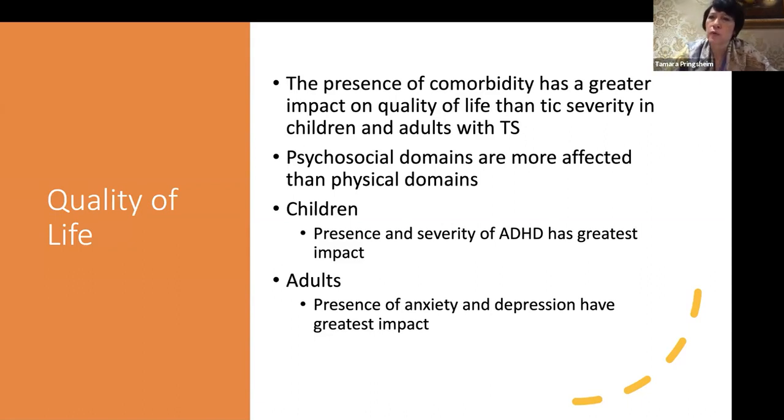And so the prognosis can be very good in many patients. Now, the presence of comorbidity has a great impact on quality of life. And the comorbidity tends to be more disabling than the tics in many people. And we find that the psychosocial domains of quality of life are more affected than the physical domains. In children, the presence and severity of ADHD in those with tics has the greatest impact on quality of life. And in adults, the presence of anxiety and depression have the greatest impact on quality of life.